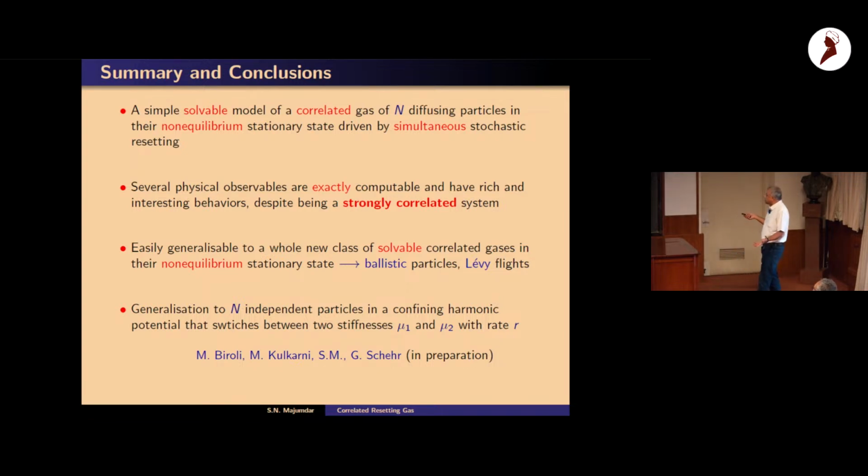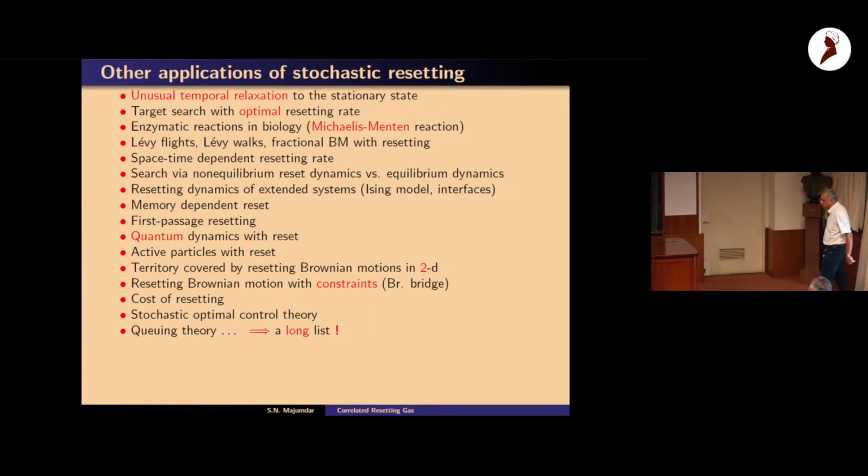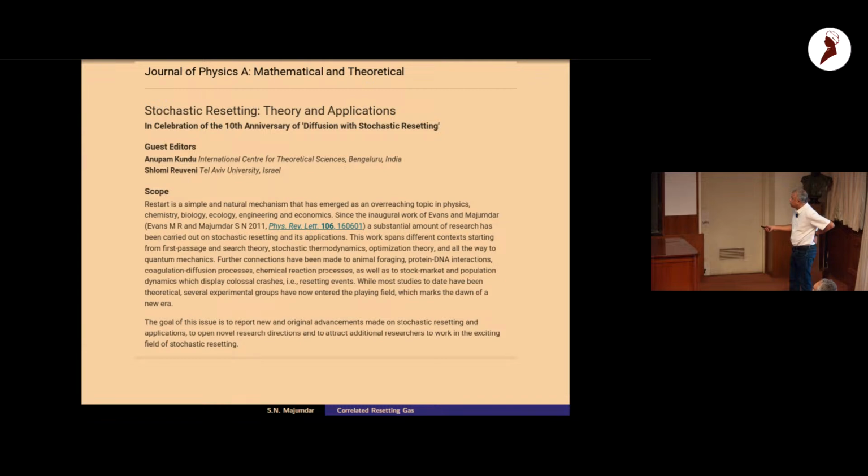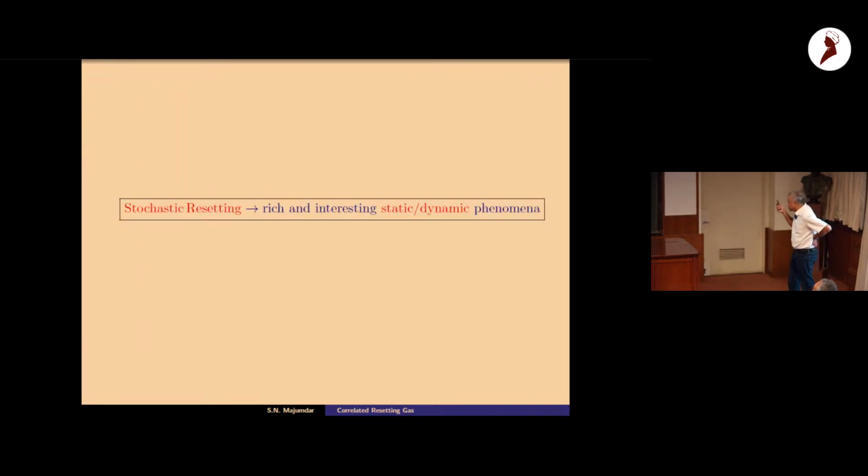I talked about this new application of stochastic resetting, but of course there are other applications that you will hear from many talks in this conference, and it's a very long list. There are some recent review articles, one with Martin and Gregory, and one by Arnab and Shlomi Reuveni, and also Shamik Gupta, and so on. And there was a nice special issue recently, edited by Anupam Kundu and Shlomi Reuveni, which talked about different applications of stochastic resetting. It's a very nice special issue. So in a nutshell, stochastic resetting is still a very rich and interesting subject with many interesting static and dynamical phenomena.